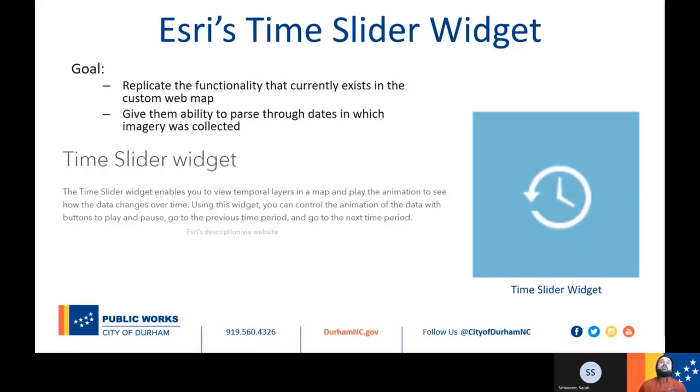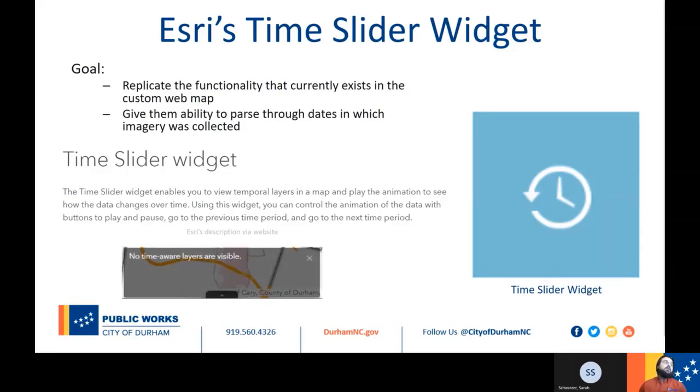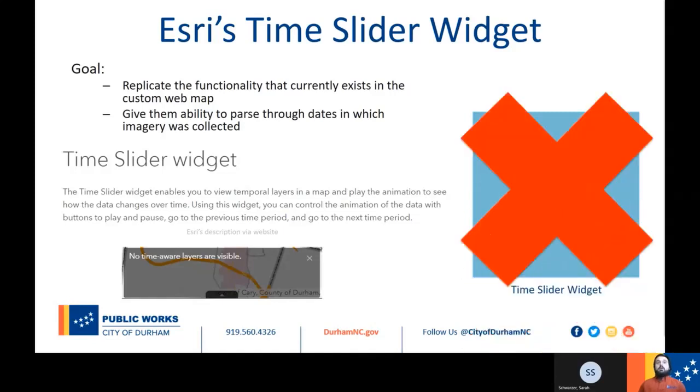So when we decided to implement this, or tried to implement this into the web application, we discovered that we were getting an error saying that there were no time-aware layers that were visible. Now, what this error means is the time settings on the particular map service you're trying to use it on, in our case Nearmap, were not enabled. Like I mentioned, Nearmap is a third-party map service that we use, so we didn't have any editing privileges to this map service, which means we can't turn the time settings on. So, unfortunately, we are unable to use the time slider widget at this time.